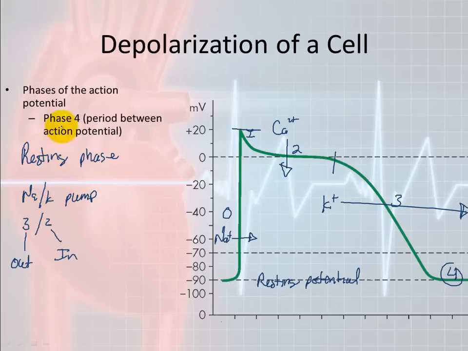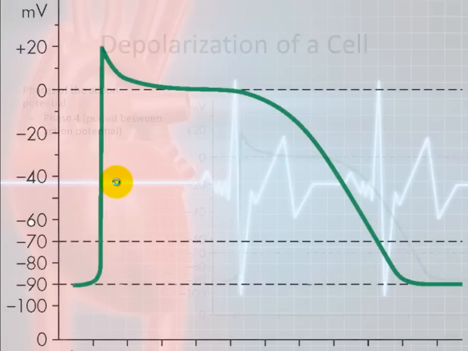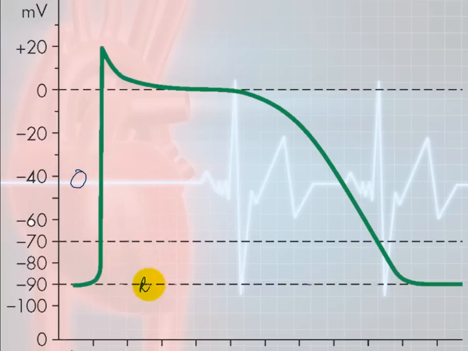Now, all of this occurs during phase 4, which is the resting phase, the phase between all of the depolarizations. So let's go ahead and review this right quick. The first phase that we want to talk about is phase 0. Okay, this is your resting. This is your threshold potential.